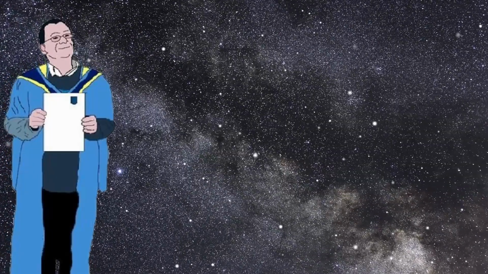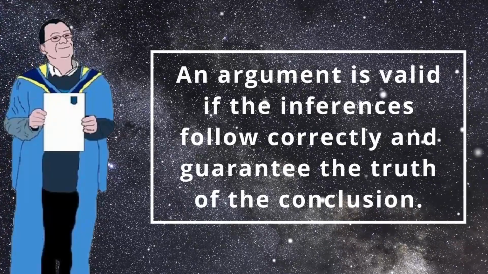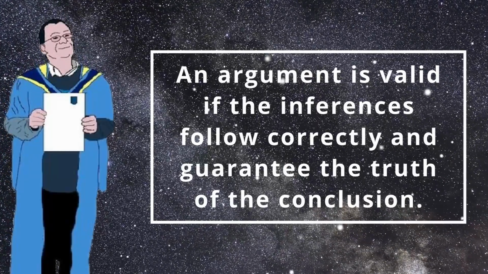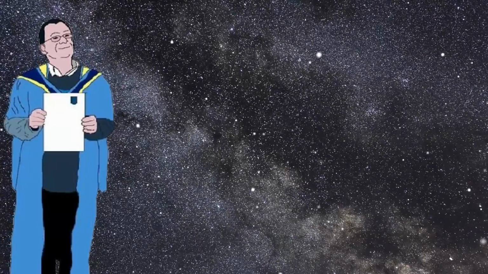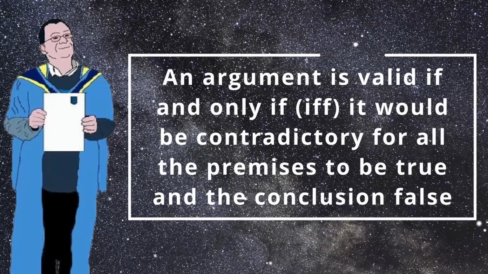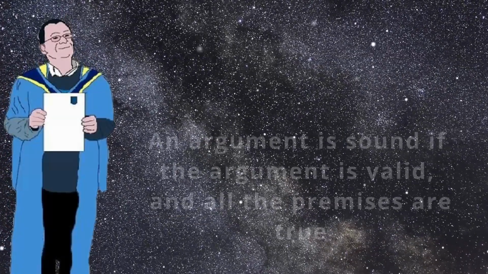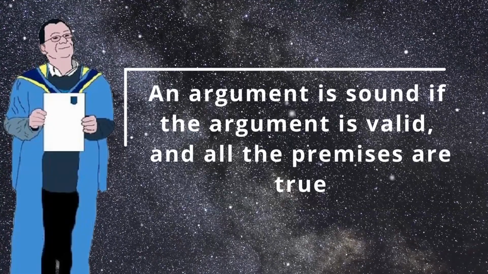To put it simply, an argument is valid if it is truth-preserving, meaning that the structure of the argument is such that it preserves the flow of the inferences and guarantees the truth of the conclusion. An argument that cannot fail to be true if all the premises are true is a valid argument. And a sound argument is an argument that is valid and all the premises are true.